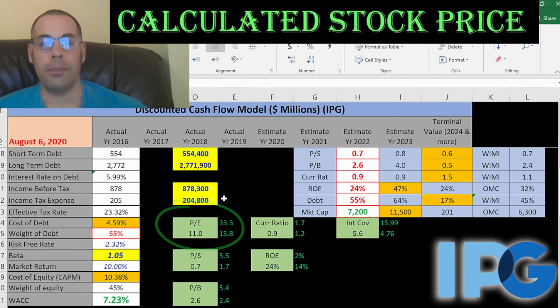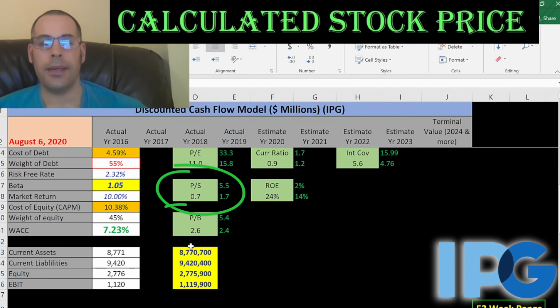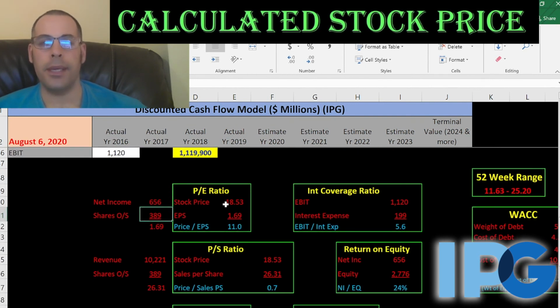They have a good PE, a really good price sales, and a good price to book. So PE is stock price over earnings per share. Earnings per share is net income over shares outstanding. And I like to see a PE below 15. They're at 11, so that indicates investors are willing to pay $11 for $1 of earnings.